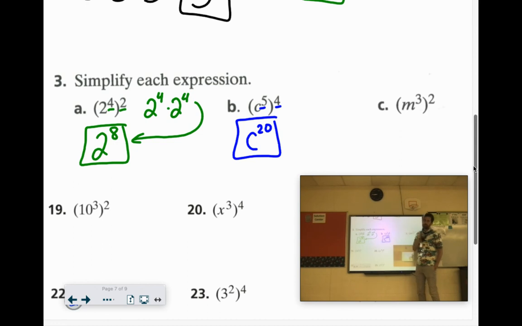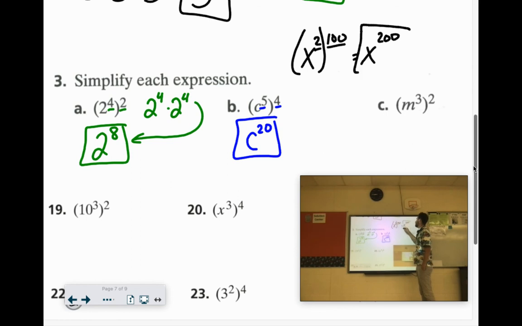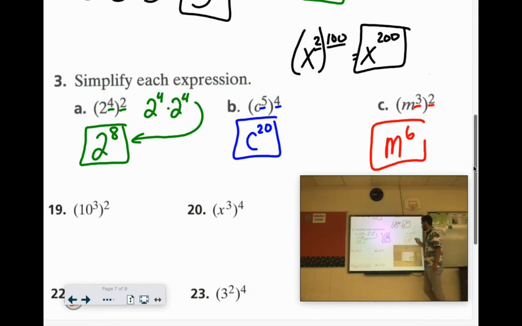And the reason I would like you to just memorize the property instead of trying to stretch it out is if you had something like this, x squared to the 100th power, you don't want to write x squared 100 times. You can just do 2 times 100, which would give you 200, right? Man, that's way faster. M to the 3rd raised to the 2nd power, 3 times 2 is 6. That wasn't even half bad today.